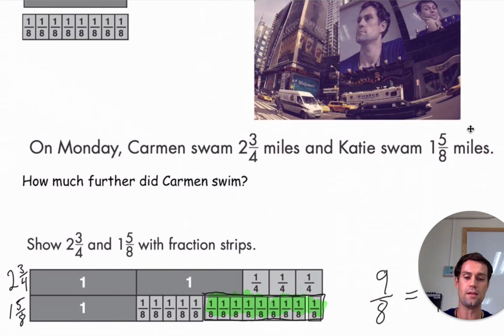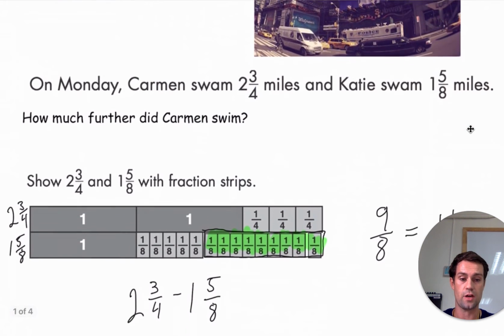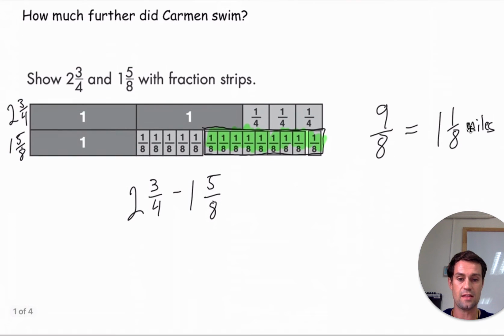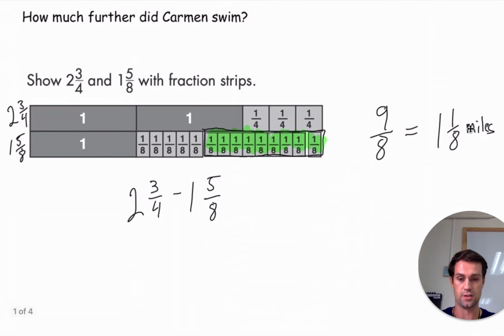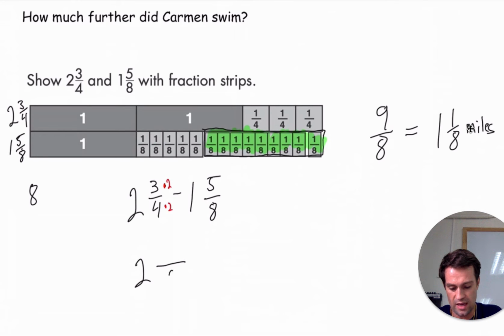So we've modeled that using our fraction strips, but how could we understand this better using our fractions here? So we want to find a common denominator first. So for 2 3/4, the common denominator is 8. So we will multiply the bottom times 2 and the top times 2. Multiplying the top and the bottom by 2, we're just multiplying it by 1. 2 over 2 is 1. So we have 2 6/8 minus 1 5/8.